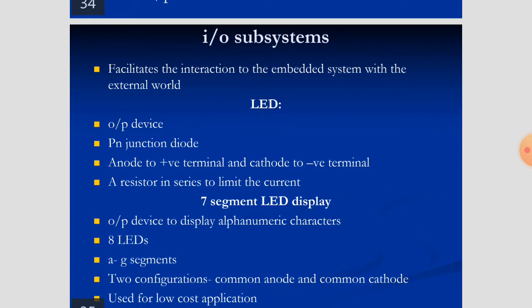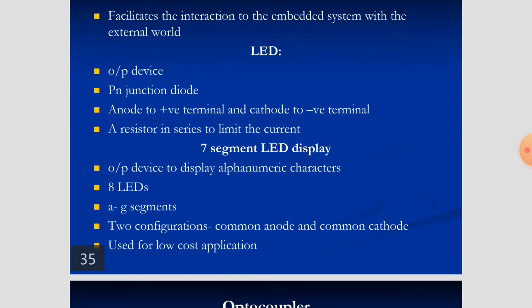The first one is LED. LED is an output device. Already you know, LED means light emitting diode. If you want to know the status of a particular application, the LED gives the status as on or off. So if you want to know whether some system is in the on state or off state, you can use an LED as an output device to know the status of your applications.